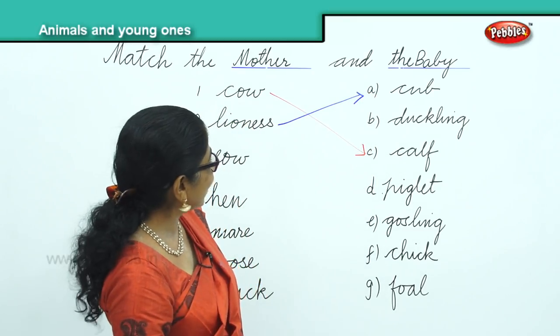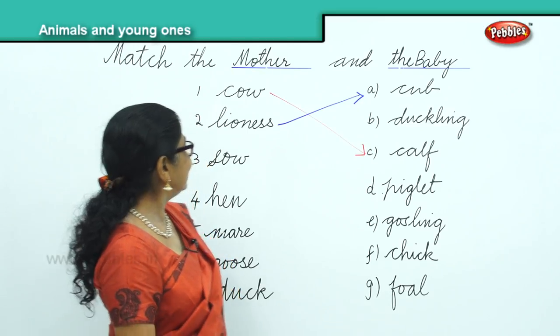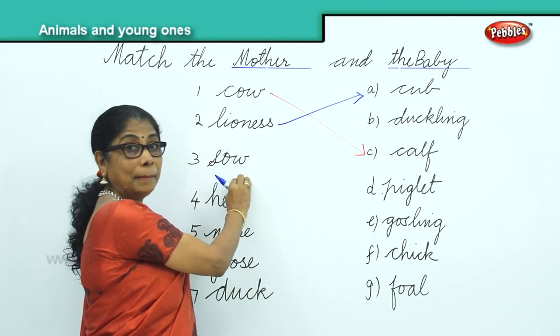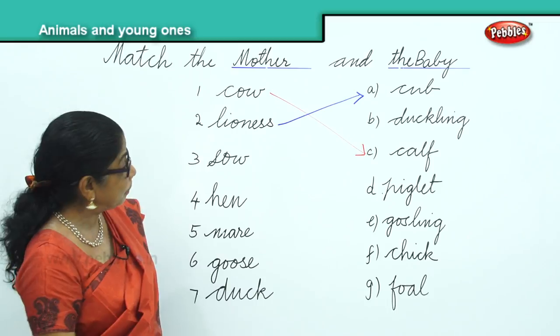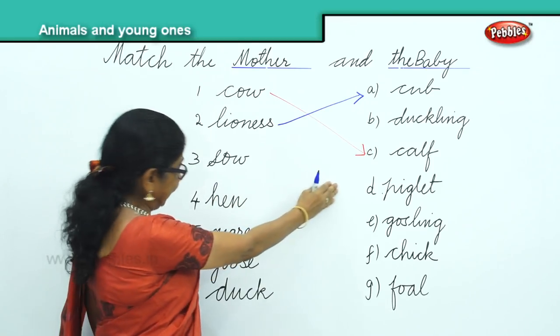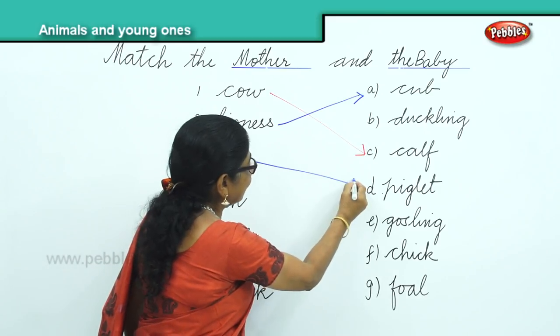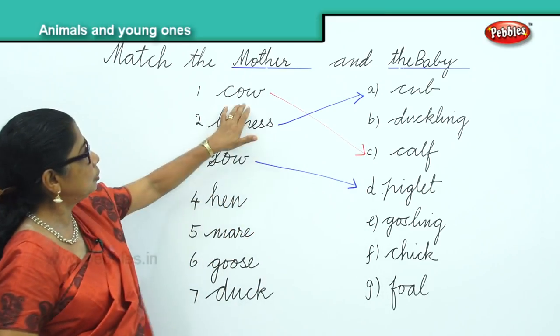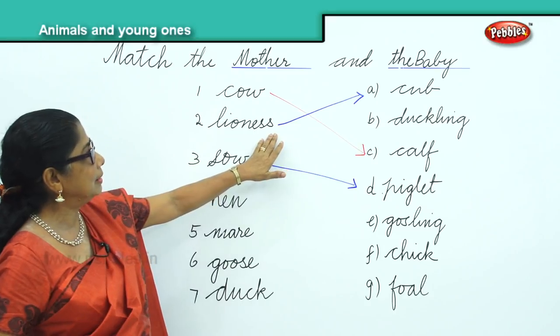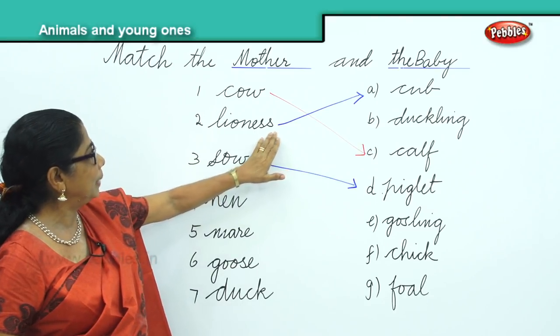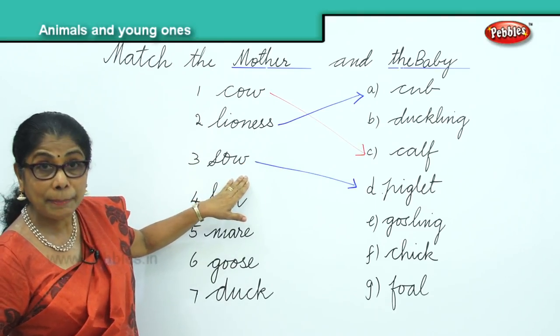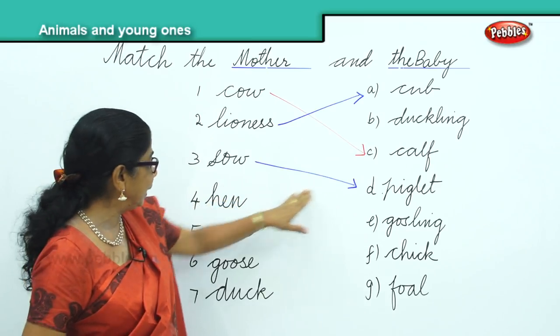Okay. Next one. Let's see. The third one is sow, the pig. Mummy pig's baby. Where is mummy pig's baby? Sow, piglet. Piglet. Okay. Cow's baby, calf. Lion's baby, cub. And the mummy pig sow, her baby is piglet.